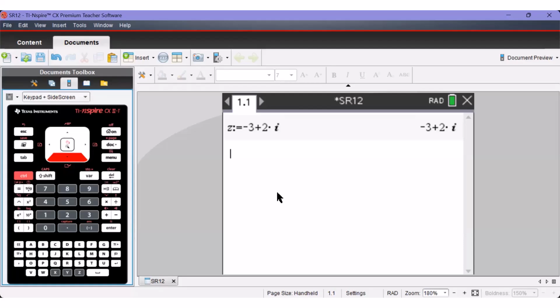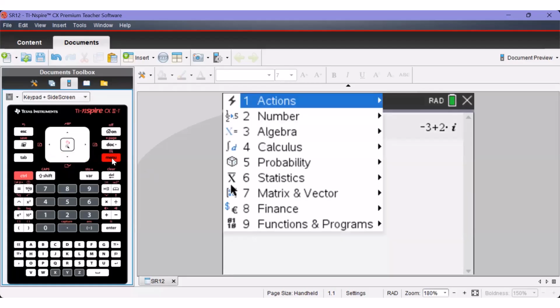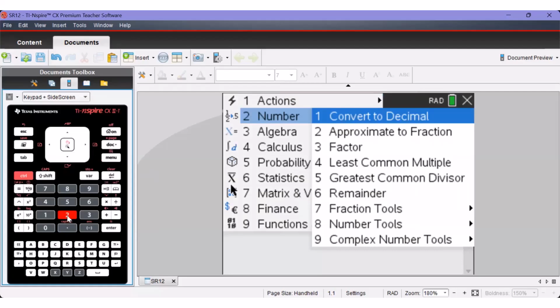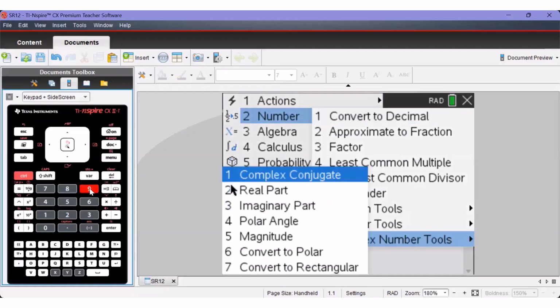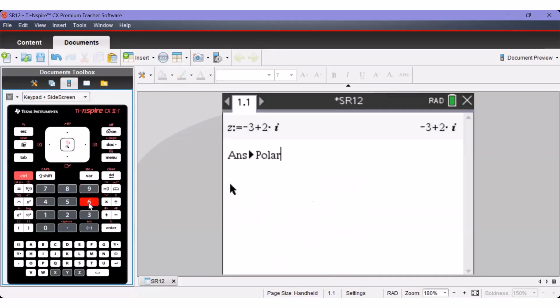It can be done via the catalogue, but we can also do it via menu. So what we will do is press menu. We will select number by pressing 2. We will select complex number tools by pressing 9. And we will select convert to polar by pressing 6. And that's saying, let's take our complex number and express it in polar form.